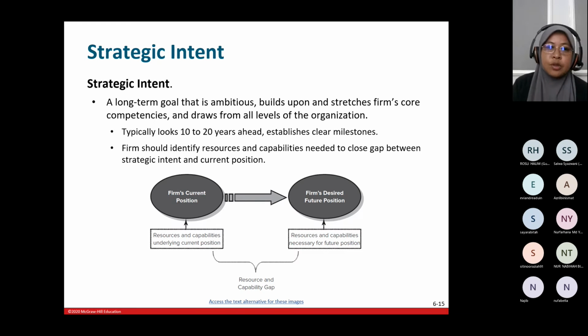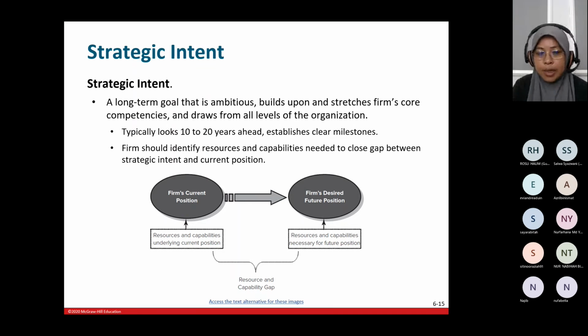So a firm should identify resources and capabilities needed to close the gap between strategic intent and current position. If, for example, iPhone is supposed to come out following the timing and trend, they're supposed to come out with a new product, for example, in February 2023. But sometimes it doesn't work that way. Things may change, and there is probably some delay due to some problem. Maybe the product is not ready, not mature. They anticipate some problem in the upcoming product release.